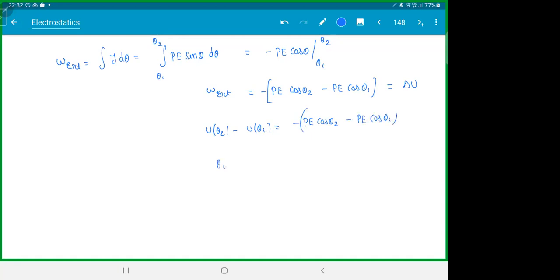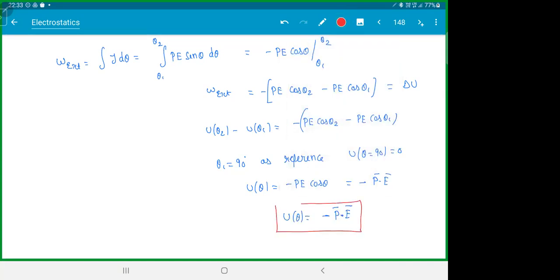So here what we do, we take theta 1 equal to 90 degrees as a reference. Whenever you take potential energy, you always need a reference. Then the potential energy U of theta becomes minus PE cos theta. Like I said, derivation is not important, result is more important. Minus P bar dot E bar. So potential energy is given by minus P bar dot E bar. This is the second formula in this.